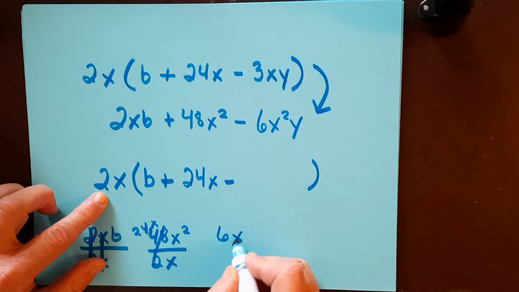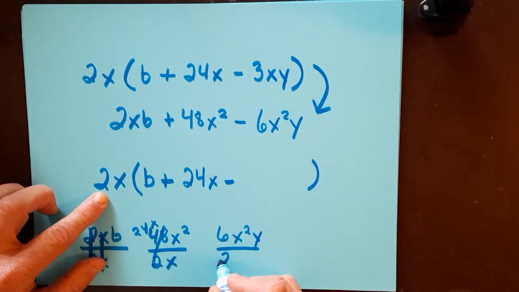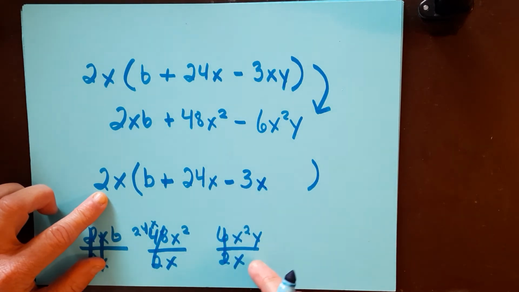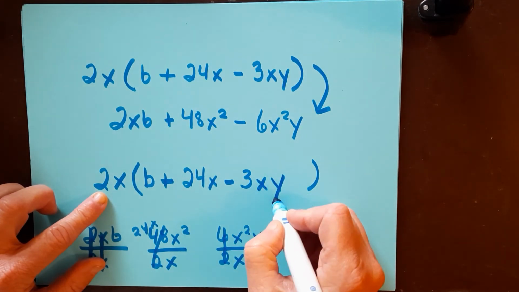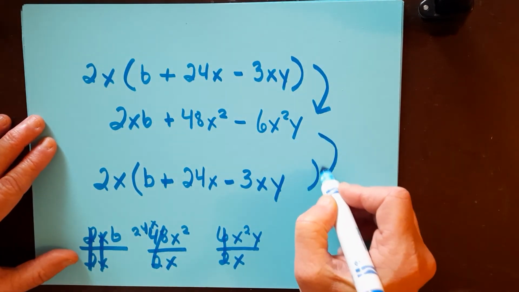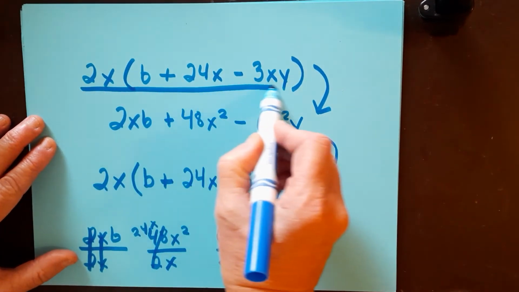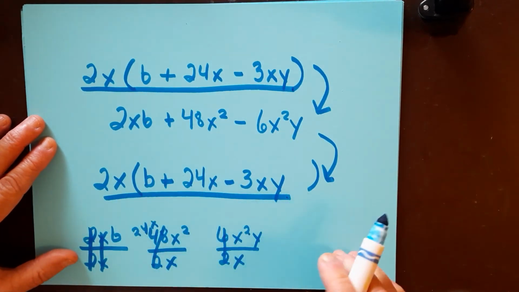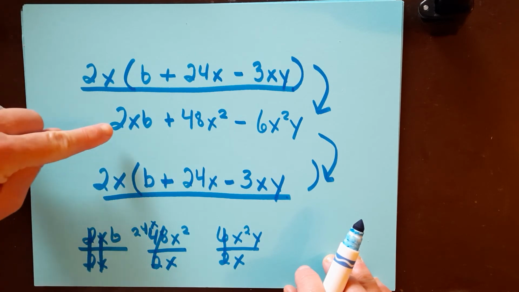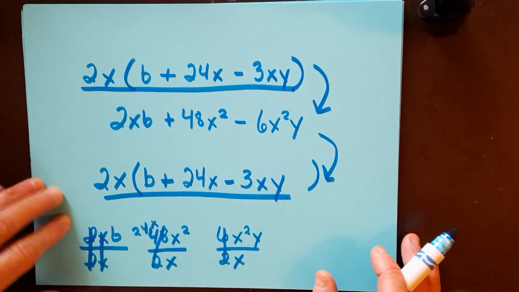And we do the same thing for this last one. We take 6x squared, and if we take out 2x, or divide by 2x, the 6 divided by 2 becomes 3, x squared divided by x becomes x, and the y divided by nothing stays y. So can you see then how we are right back to our original expression. This one and this one are the same. So factoring out the greatest common factor is the opposite of the distributive property.